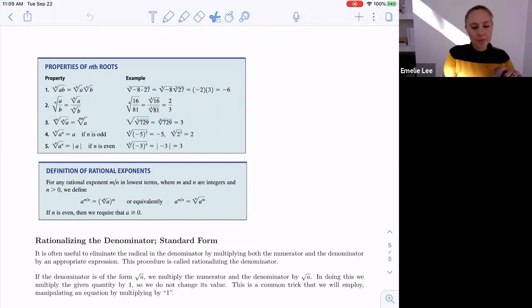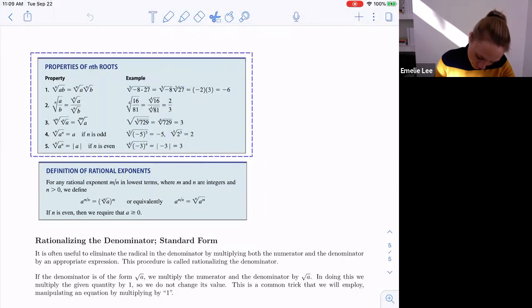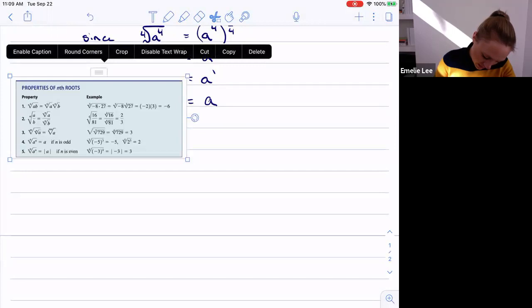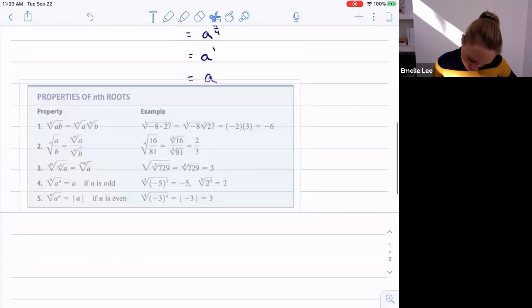So, we've got some properties of the nth root. Like I said, there are some ins and outs, but in general, not too bad. So keep this on the same page.